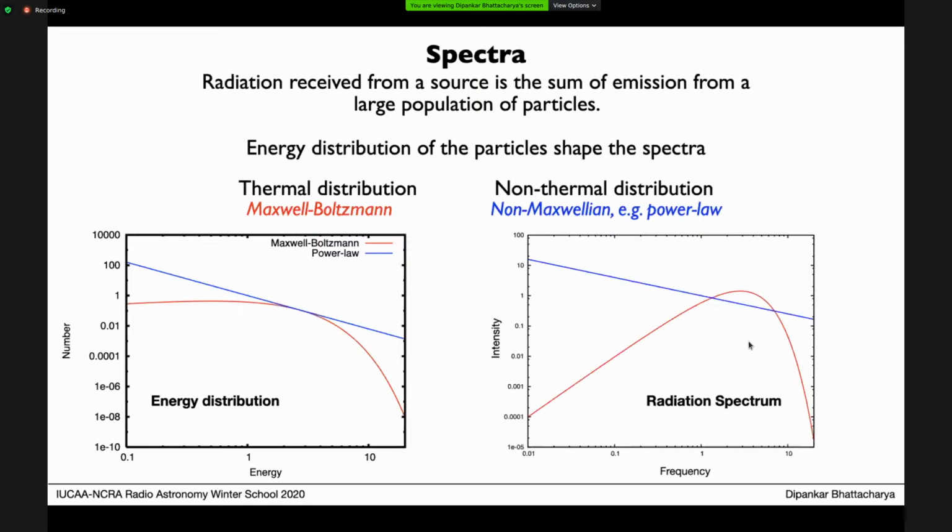Now we can talk about two broad classes of energy distribution. One is something that you would be already familiar with, and that is thermal distribution, where the energy of the charged particle, the number of particles as a function of energy, is distributed according to the Maxwell-Boltzmann distribution, which I have shown on the left-hand side diagram through this red line.